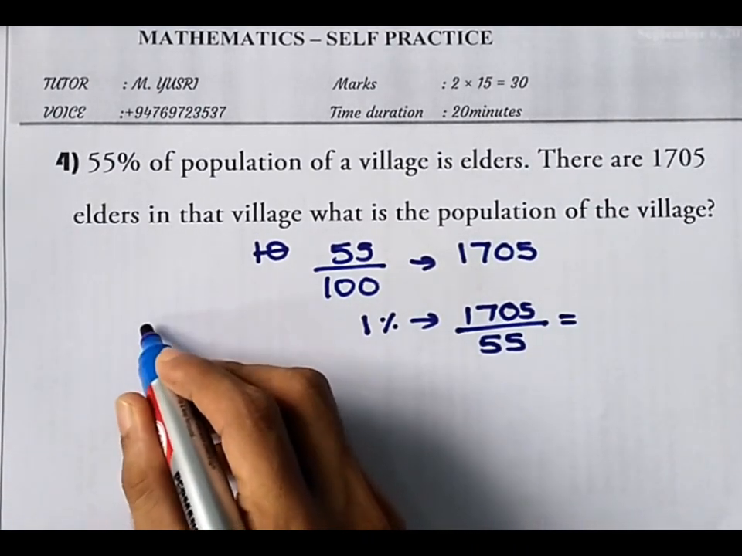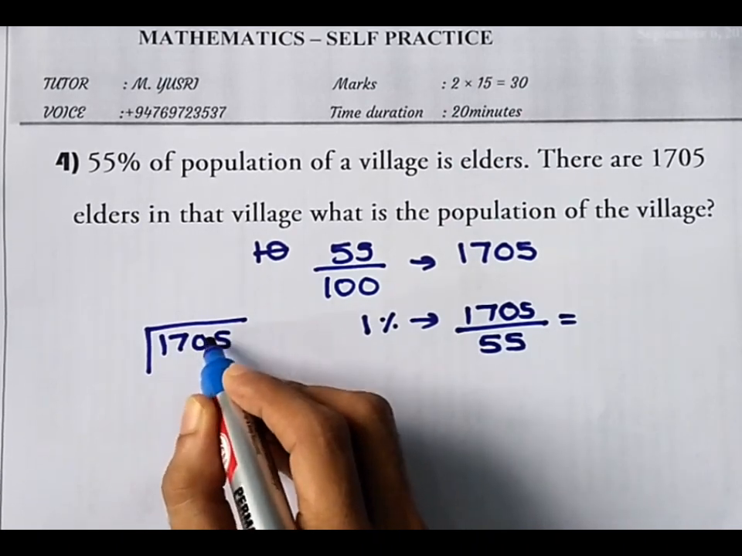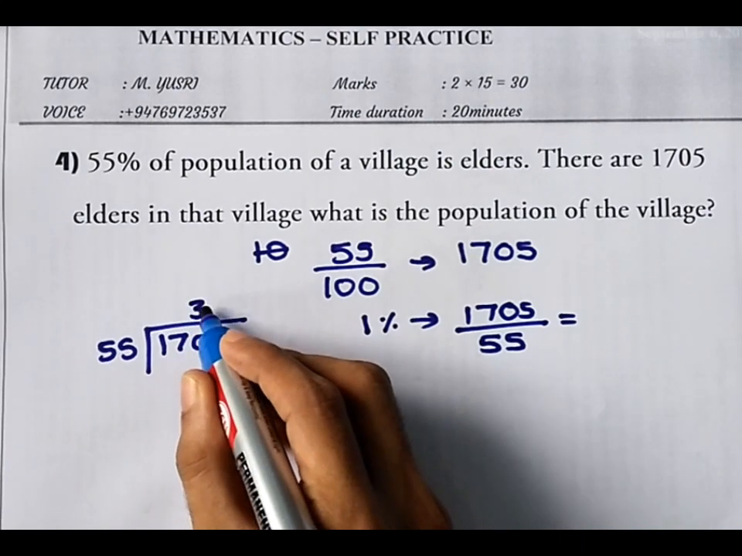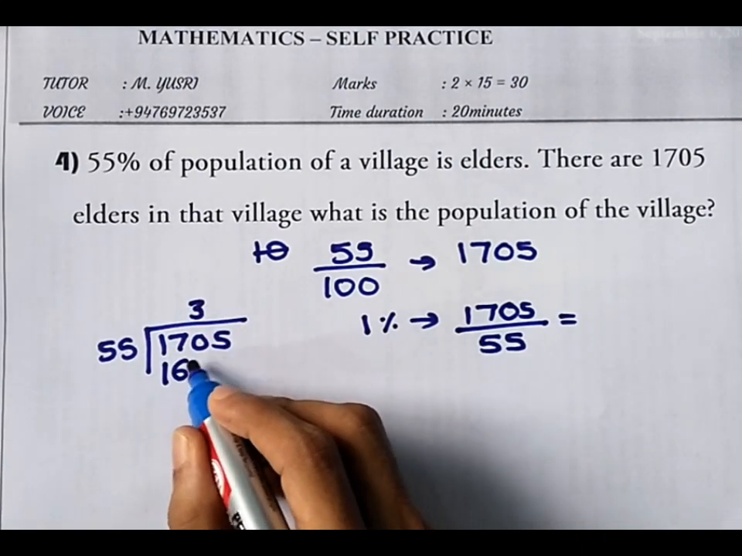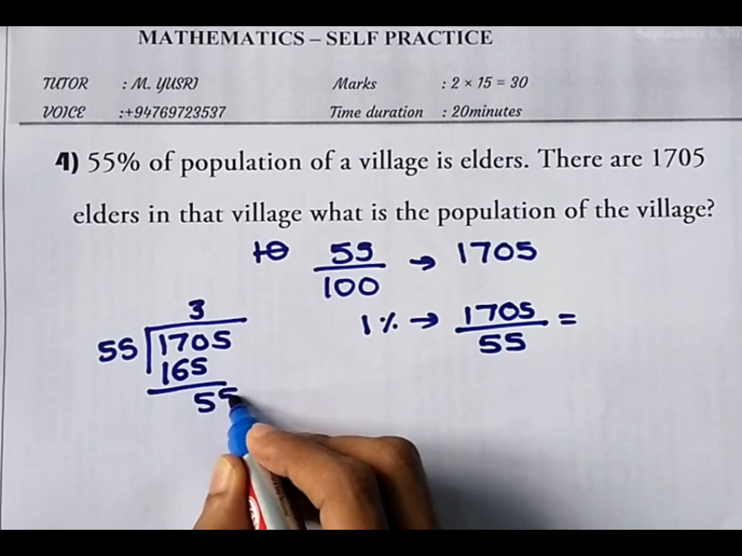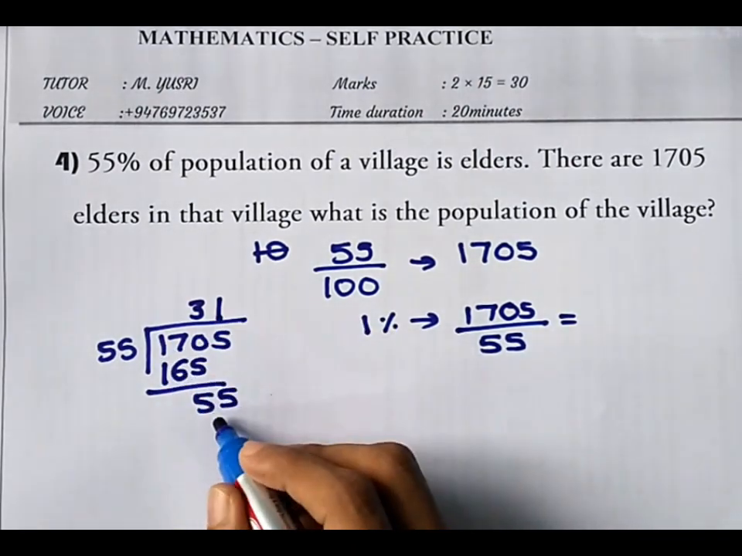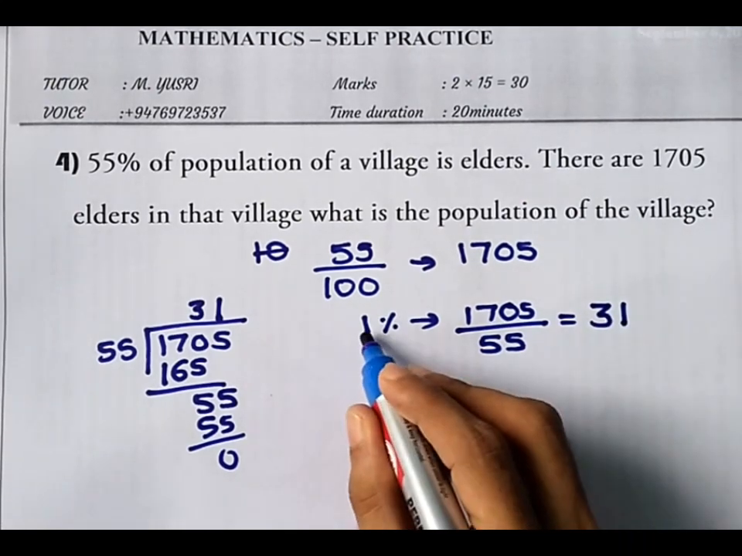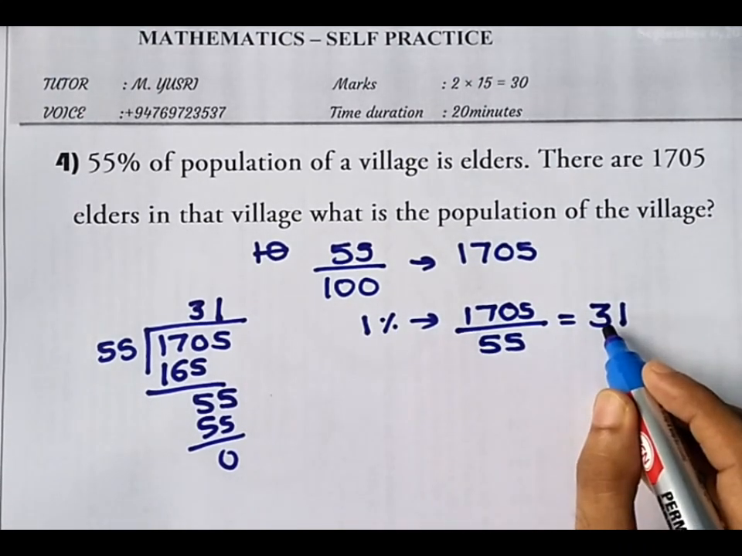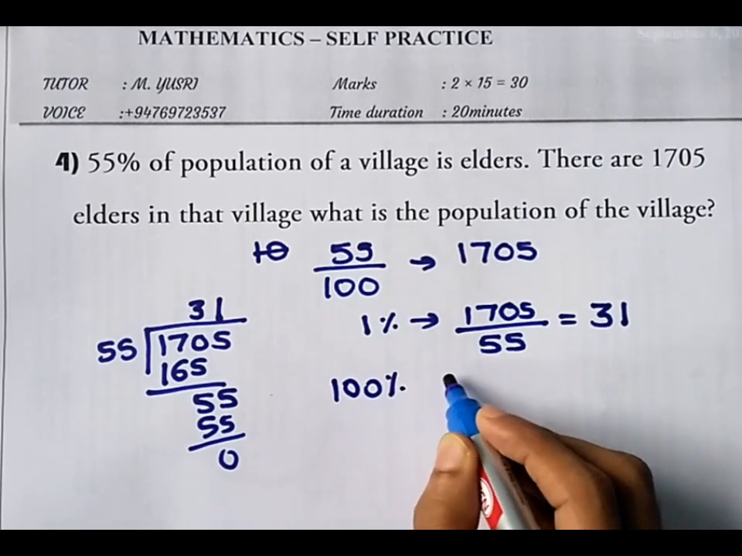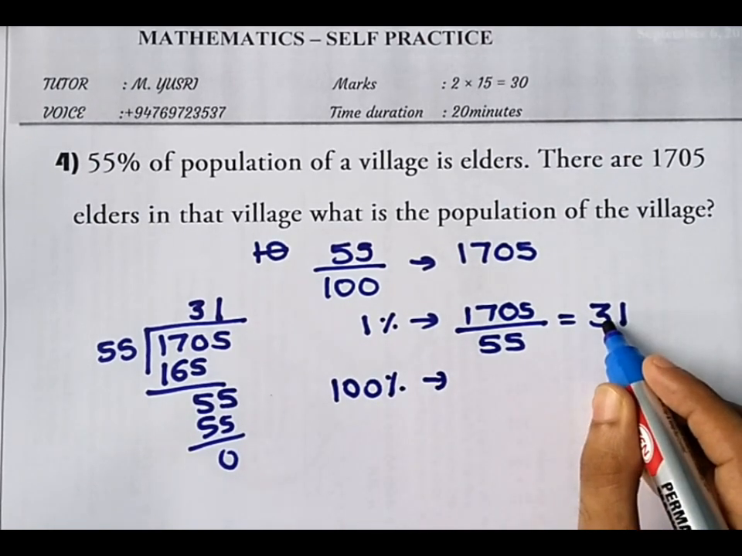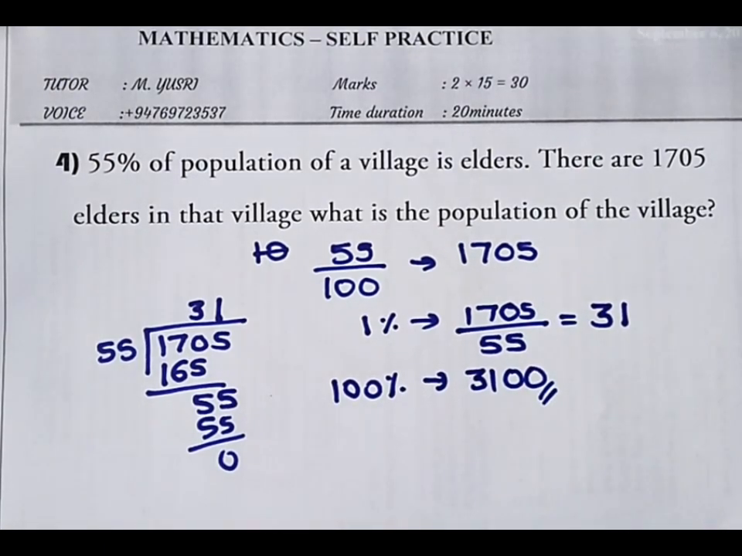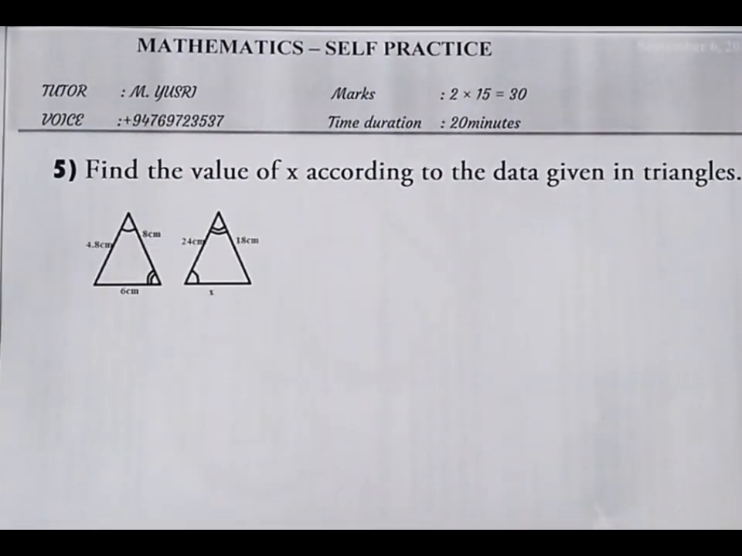I am dividing that here. Okay, in 170, how many 55s are there? 3. So 3 55s are, if you multiply, you will get 165, and the remainder is 5. So in 55, how many 55s are there? 1. And the remainder is 0. That means exactly 31. Okay, that means one percent represents 31. So now can we find the total or not? Yes, that's easy for us. Just we have to multiply this 31 by 100. So 31 and 00. So the total population is 3100.